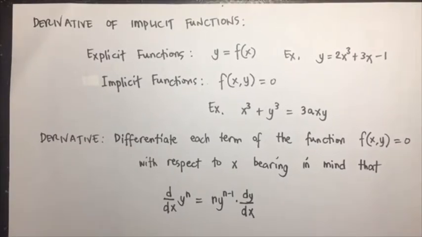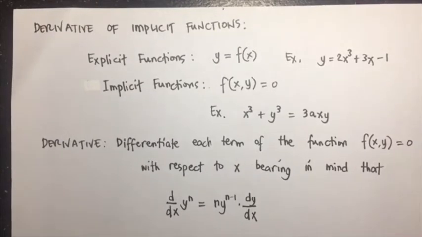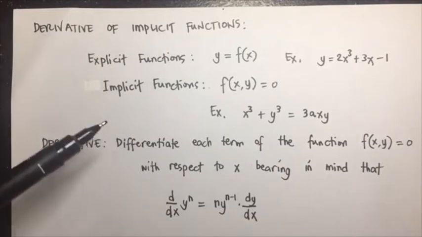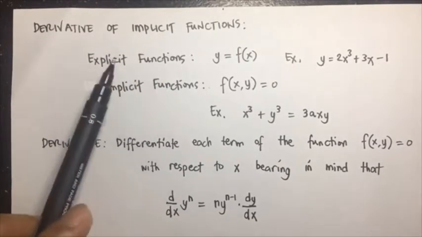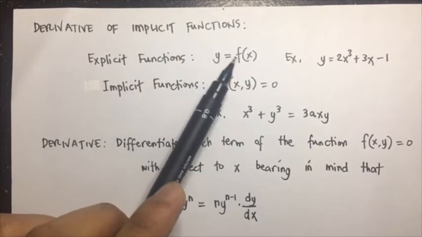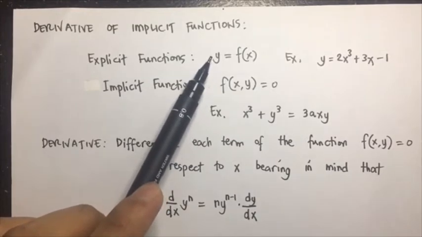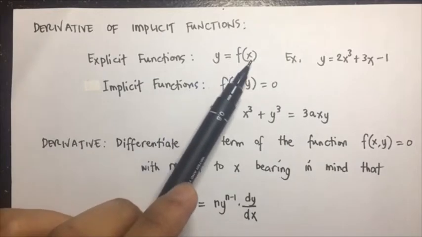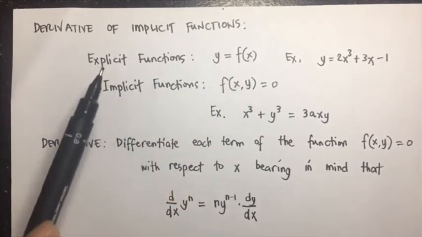For this video, we will be discussing the derivative of implicit functions. So what are implicit functions? So far, we have been dealing with explicit functions. Explicit functions are defined as y is equal to f of x, or the functions given are in the form of y is equal to whatever x. Okay, so it is explicitly defined.